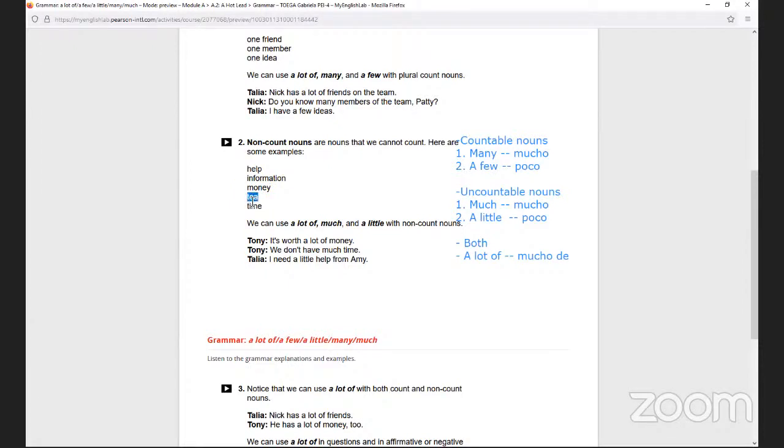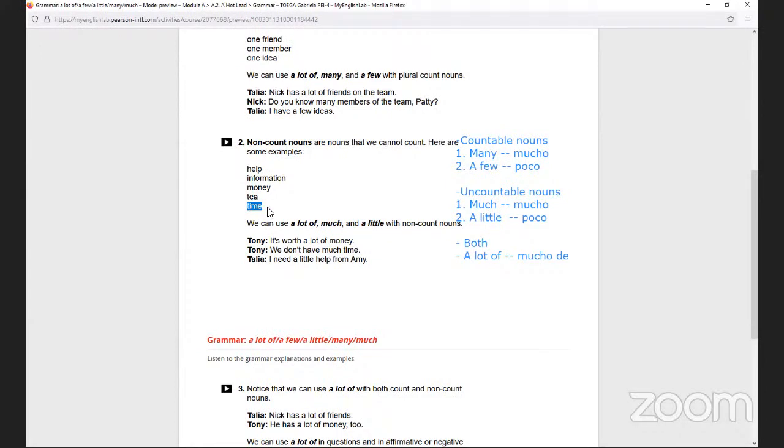For example, liquids, tea, coffee, water, soda, we can't count. But of course, it could be countable if we talk about a cup of coffee or a bottle of water, okay? The same happens with time.